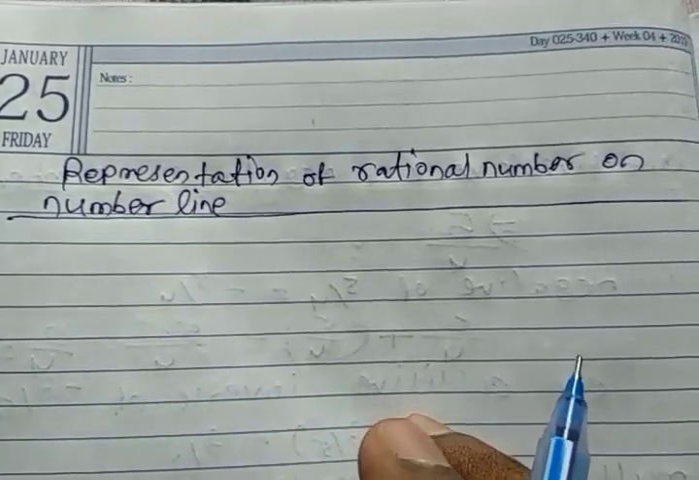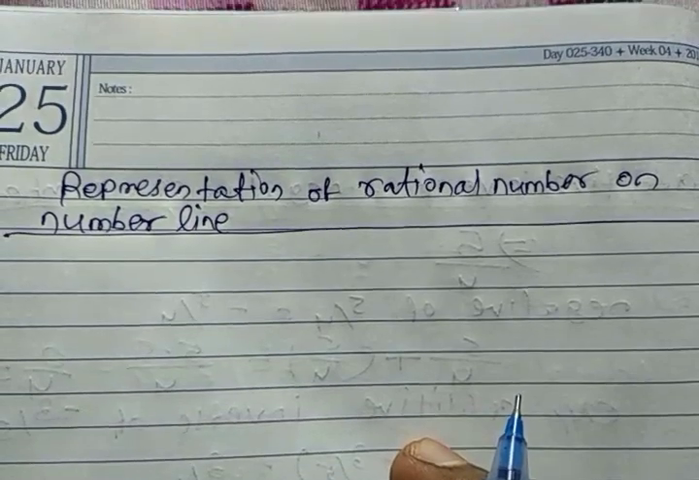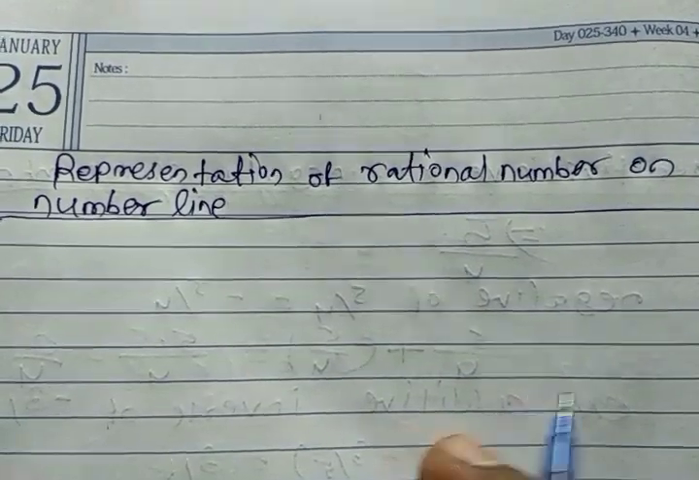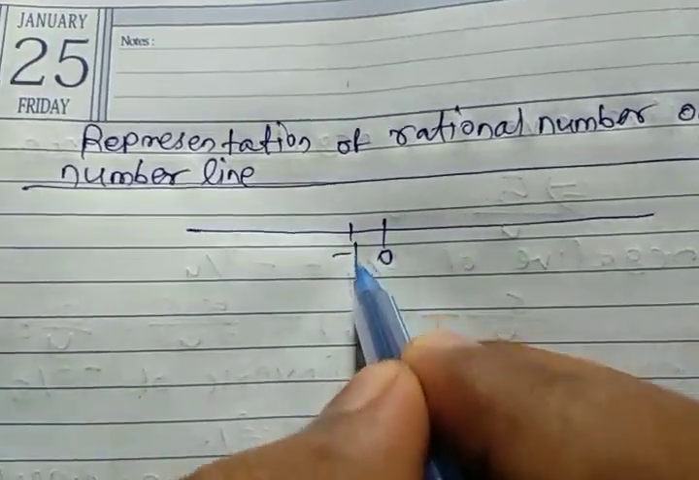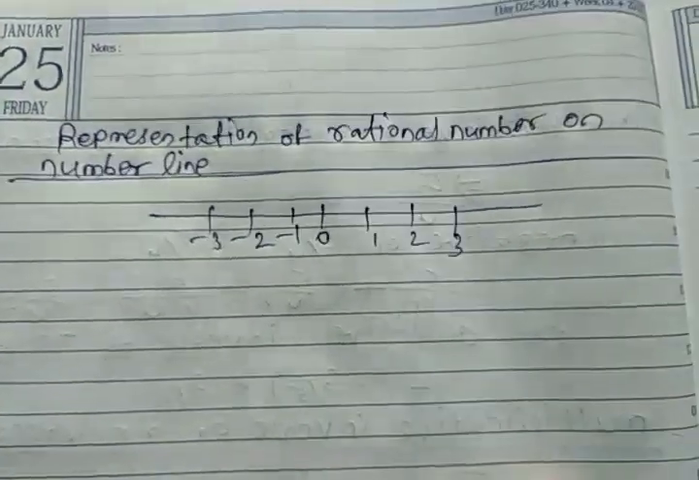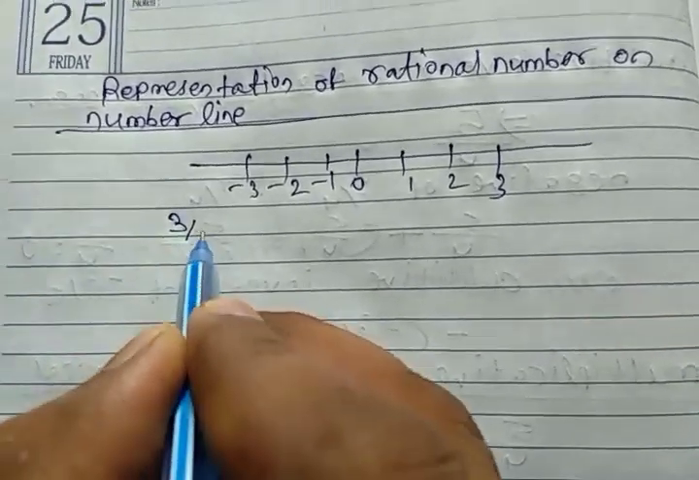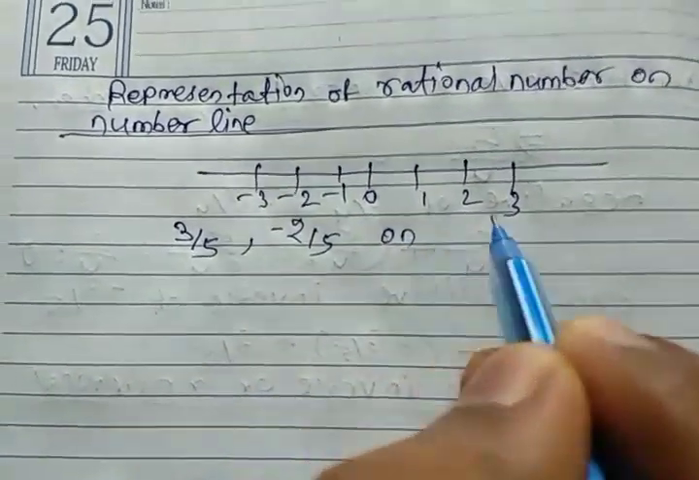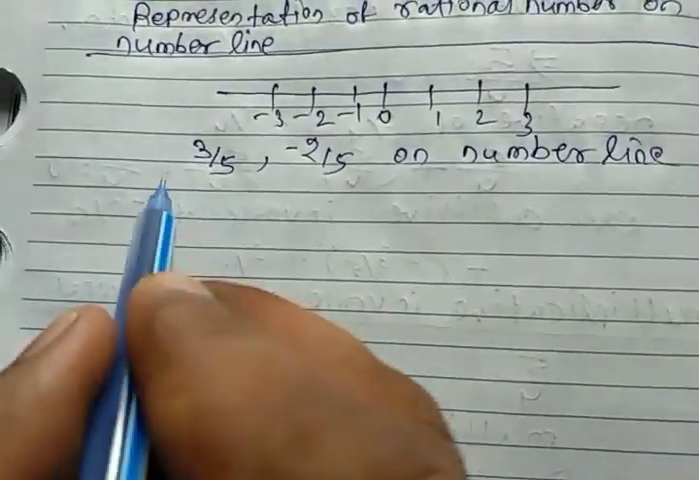Okay, next is representation of a rational number on the number line. Previously everybody had known how to represent natural numbers and whole numbers. On the general number line, here is 0, the left side is negative, the right side is positive. Everybody knows this. But for a rational number, we have to represent 3/5 and minus 2/5 on the number line. How will it be represented?